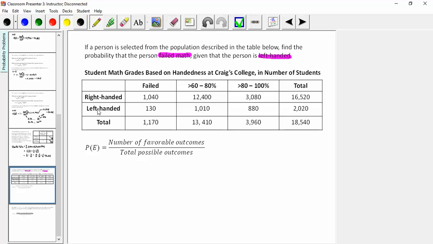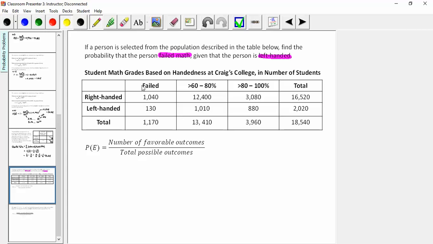Well, we got tables of right-handed, left-handed, and the total, so I guess we just added up each of these. Yes, we did. And they either failed, they scored between 60 and 80%, 80 to 100, and then we added up things this way to get these totals. Question is, we want the probability that the person who was randomly selected failed math given that they're left-handed.